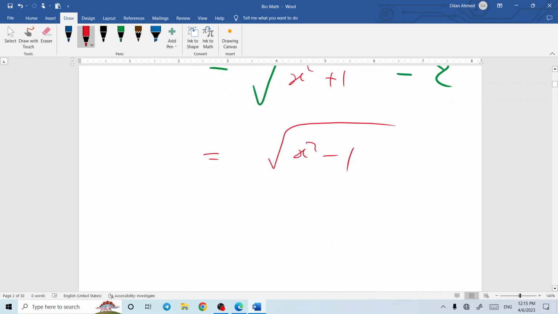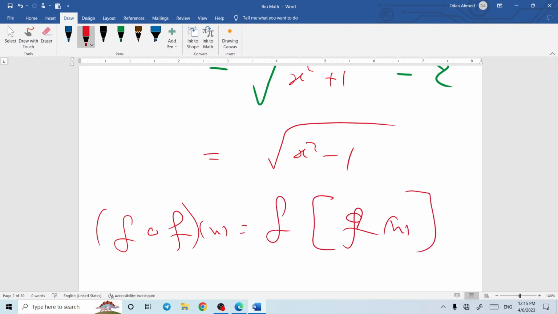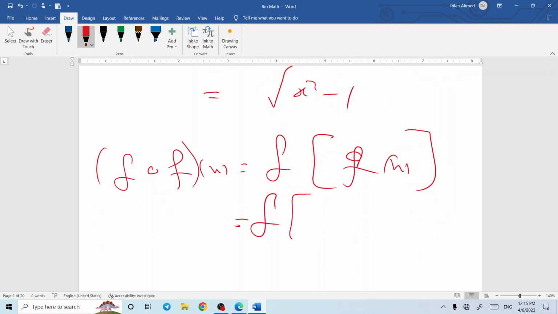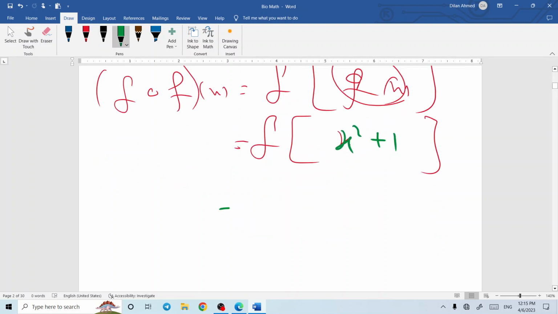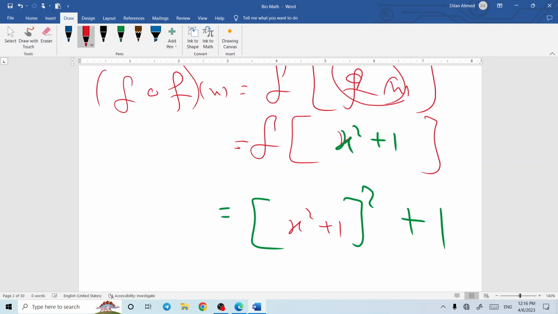During the exam, I'm going to ask you 4 things. f circle g, g circle f. How about f circle f, the third one? By the same strategy, I say f of x. By the first f, I have what? x squared plus 1. Am I right? How about by the second? I say I have the something squared plus 1. What was that something? x squared plus 1 again. Understood, dear? Then you can expand that one.